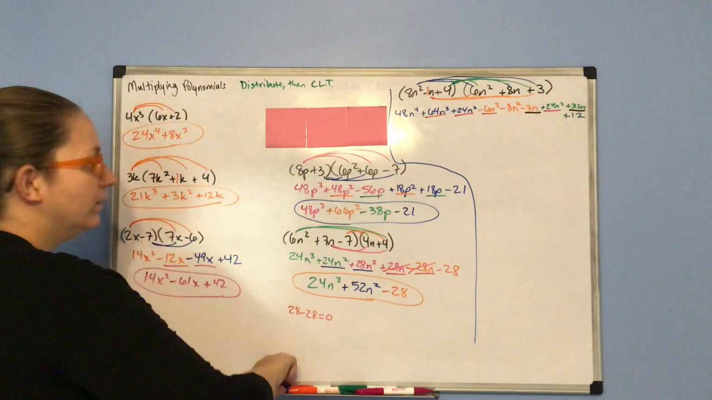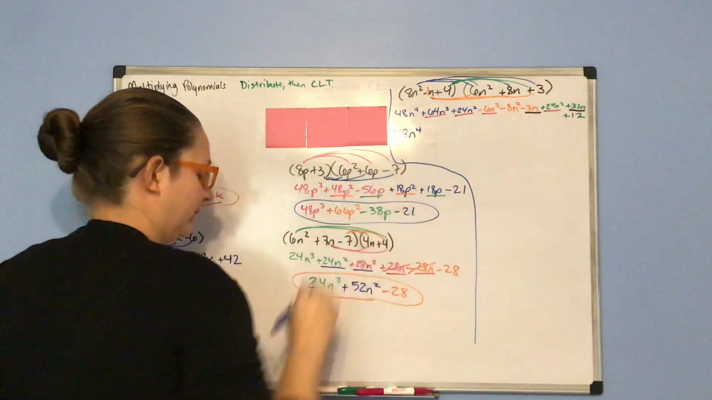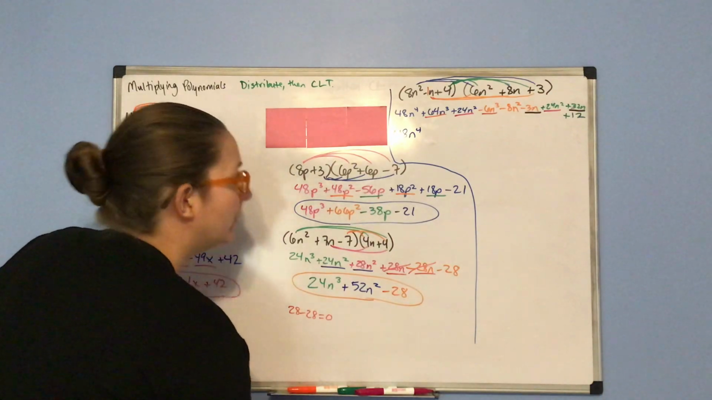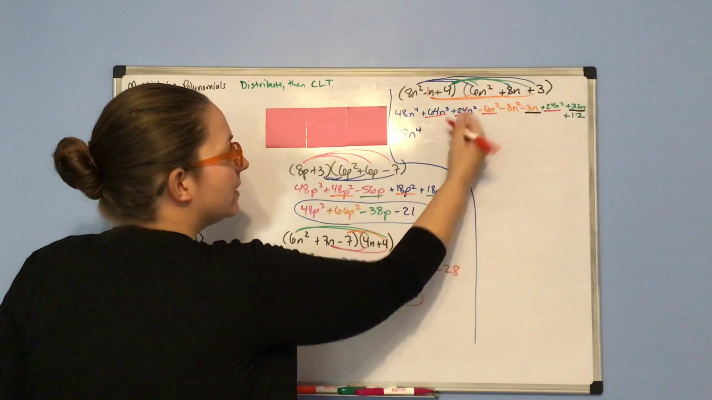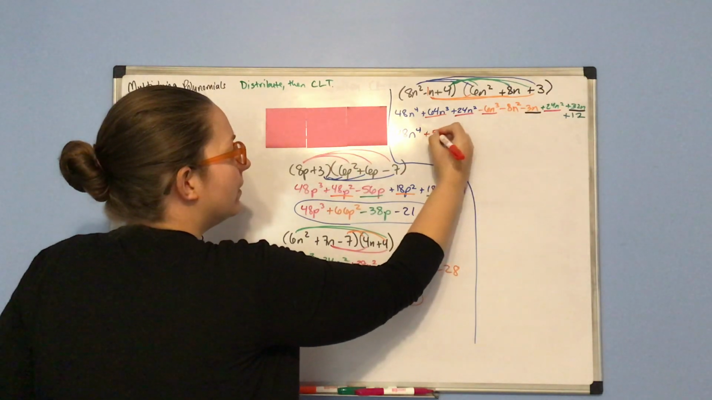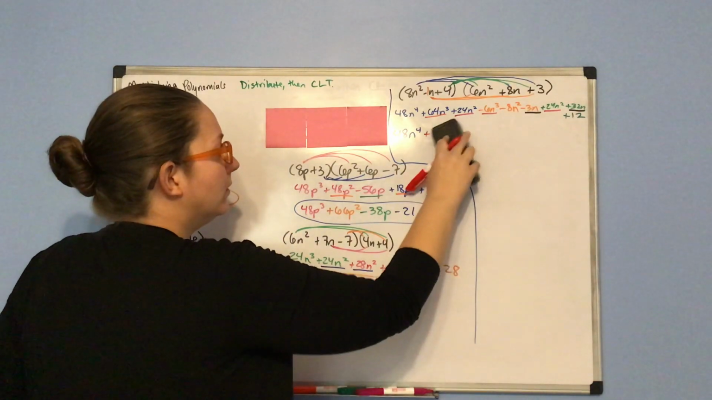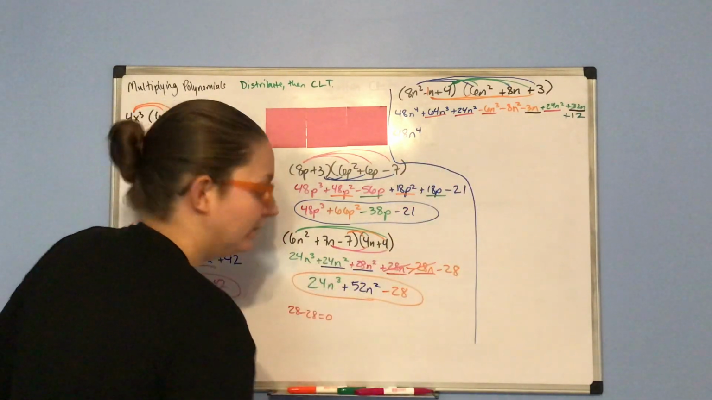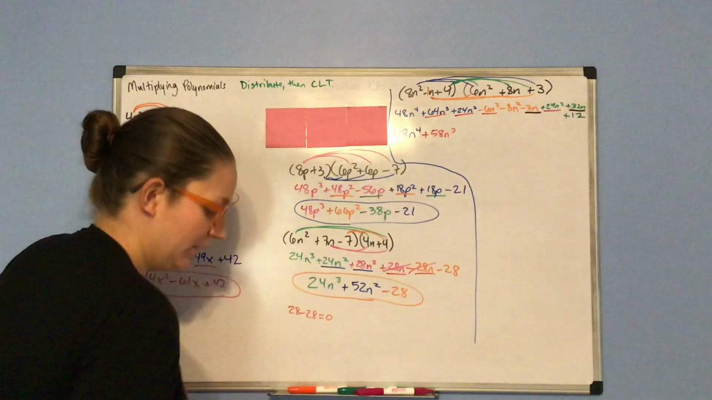Let's do all that combining. So 48n to the fourth stays the same. It was the only one we had. 64n to the third minus 6n to the third gives us 58n to the third. Sorry about that little moment.